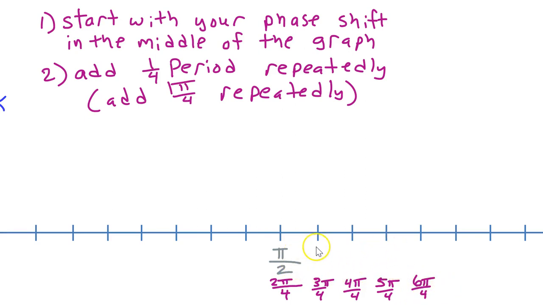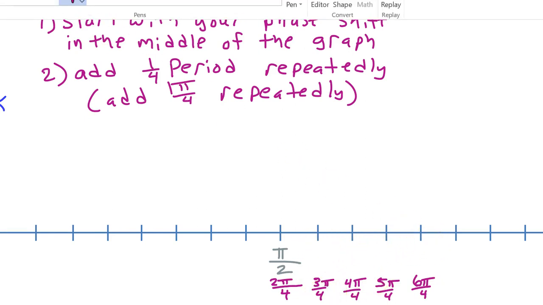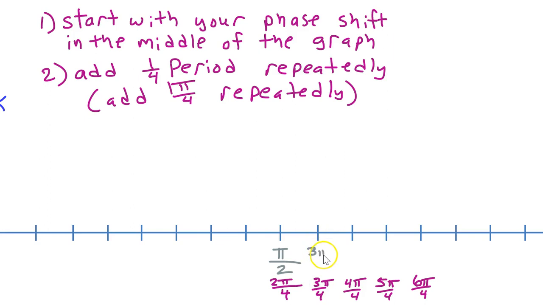Okay, so I'm going to go back and reduce these, and I'm going to write them in gray so they all match. 3 pi over 4 can't be reduced, so I'll just write that down. 4 pi over 4 is just pi. 5 pi over 4 can't be reduced. 6 pi over 4 is 3 pi over 2, so that's what I'll put down.